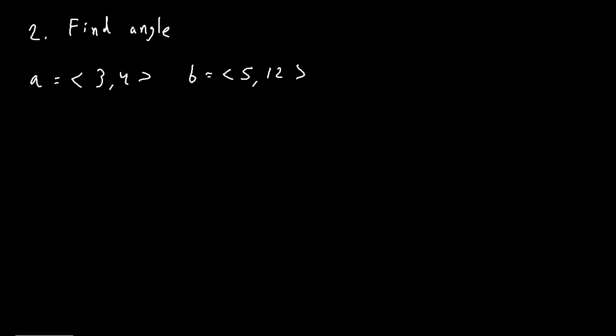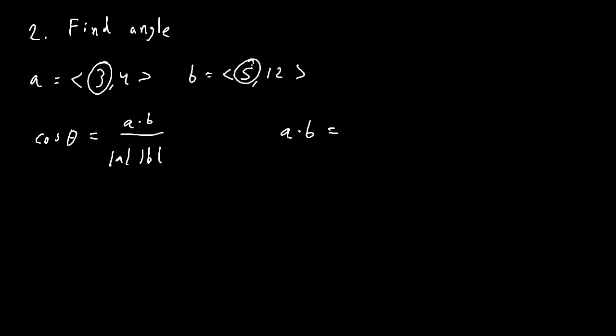So for number 2, let's go ahead and find the angle between the vectors a and b. So a is 3, 4, and b's components are 5, 12. So once again, the formula here, cosine of theta, or cosine of the angle, is going to be equal to the dot product of a times b over the magnitude of a times the magnitude of b. So let's go ahead and first find the dot product of a times b.